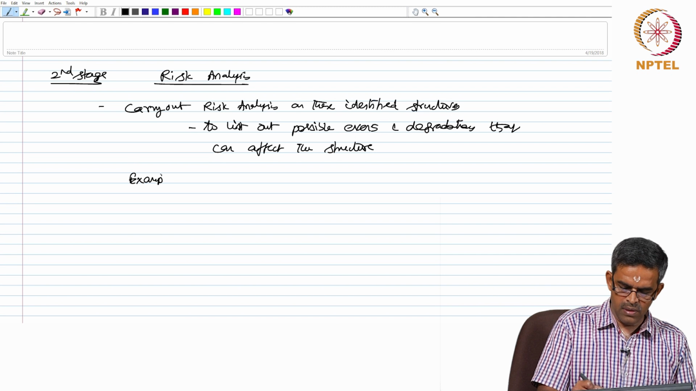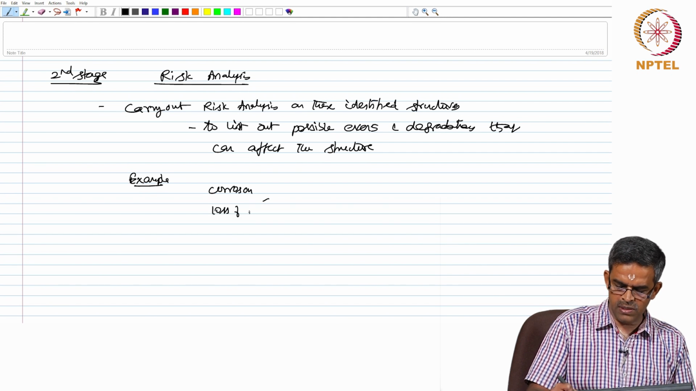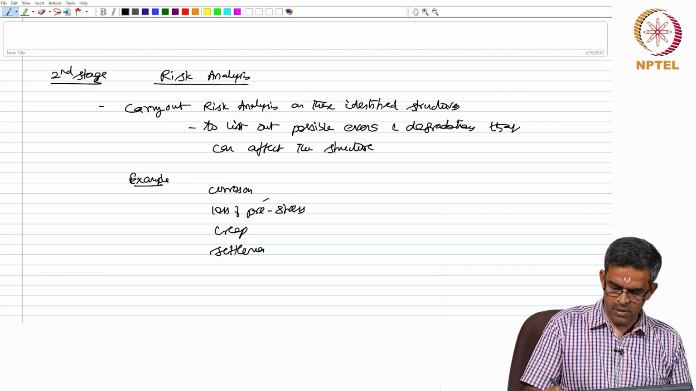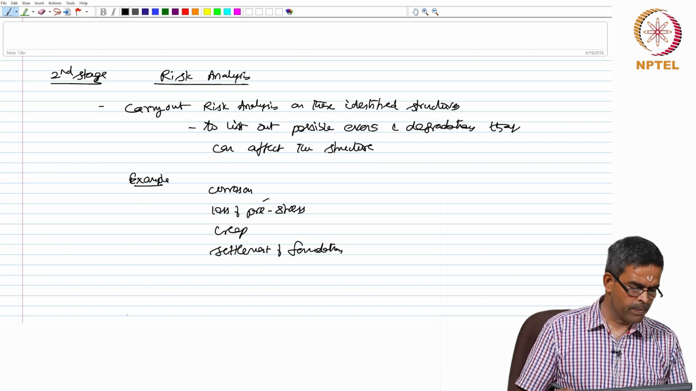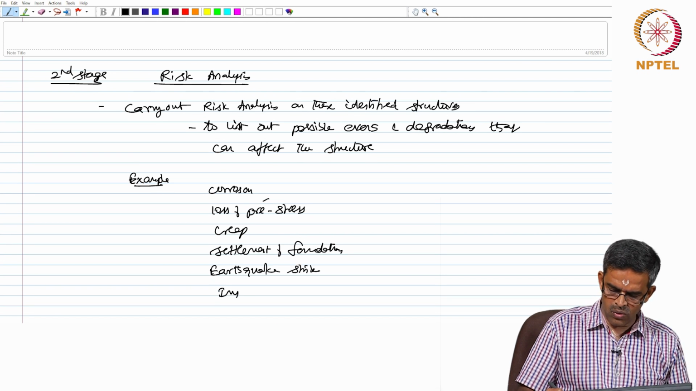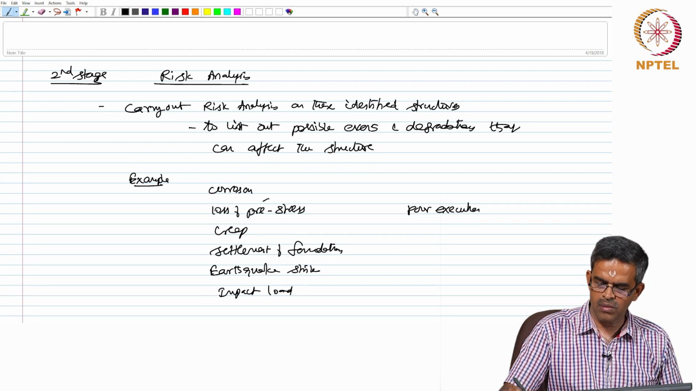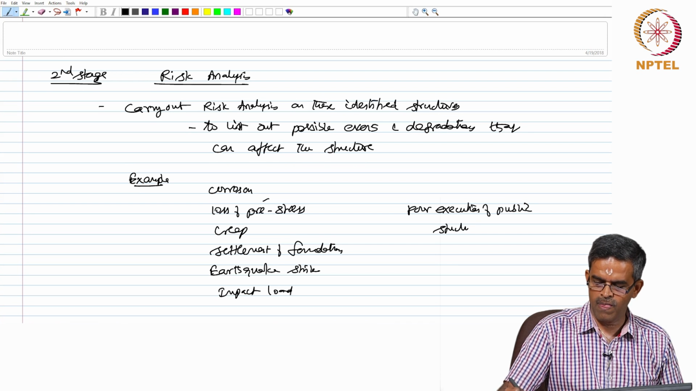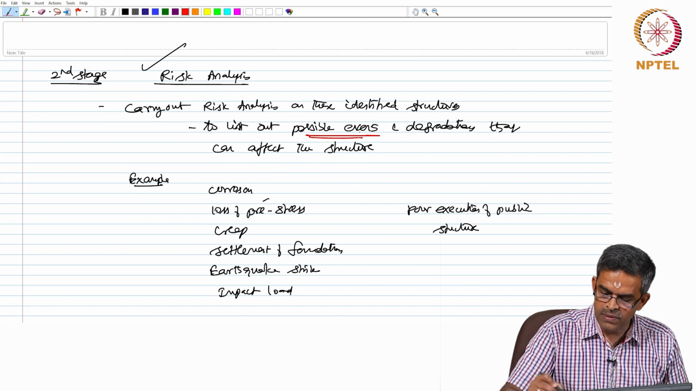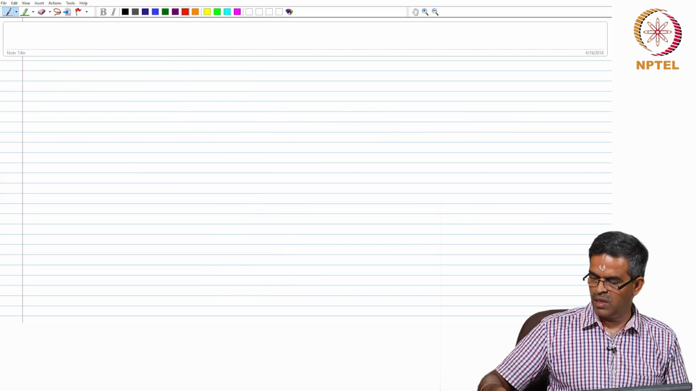I can give some examples. Let us say corrosion, loss of prestress in highway girders, presence of creep, settlement of foundations, earthquake strike, impact load effects, and above all poor execution of public structure. So, let us carry out the risk analysis of these to identify what are the possible events and the degradations that can happen to these structures. That is the second stage before we plan for long term structural health monitoring.